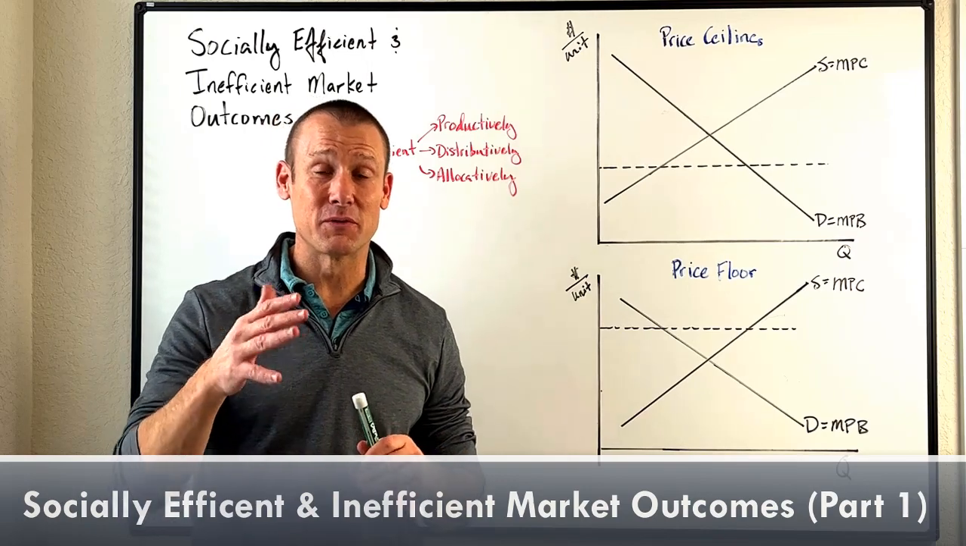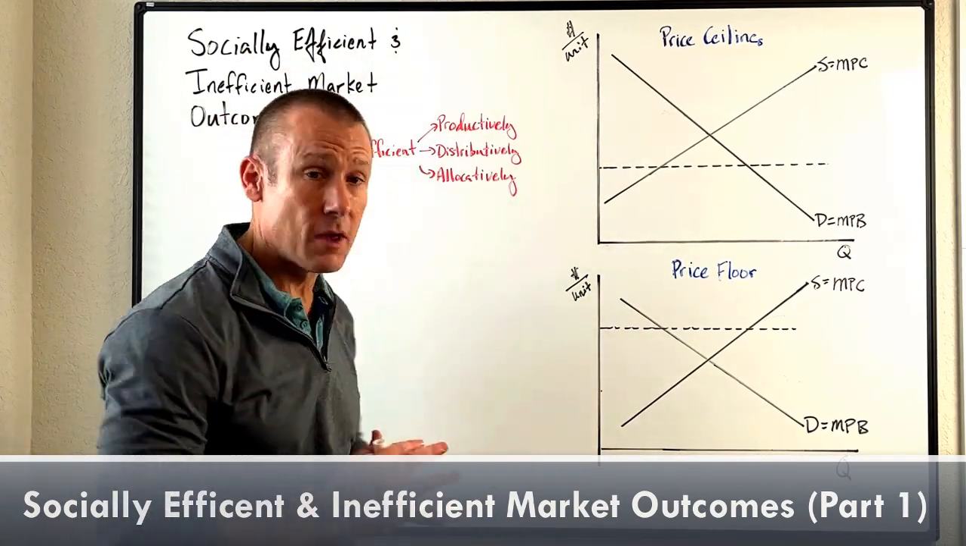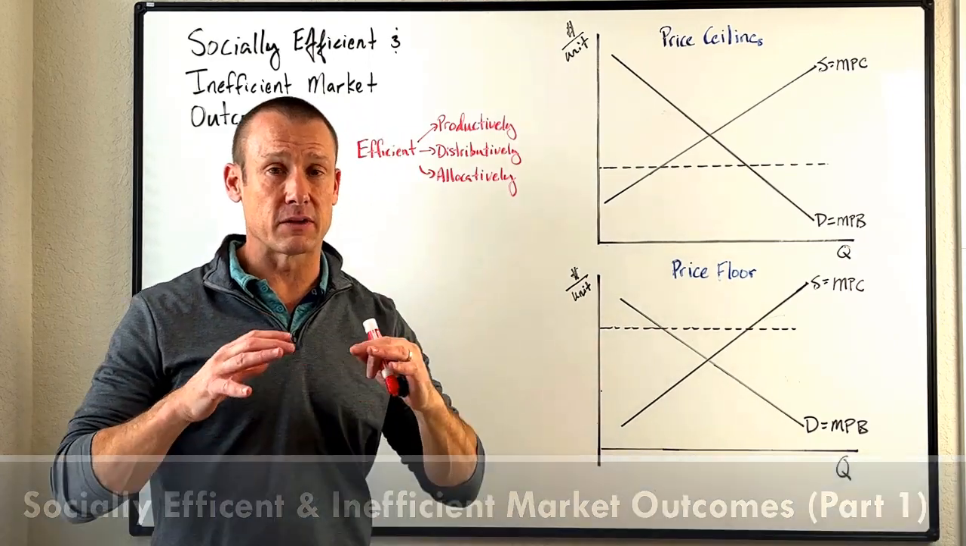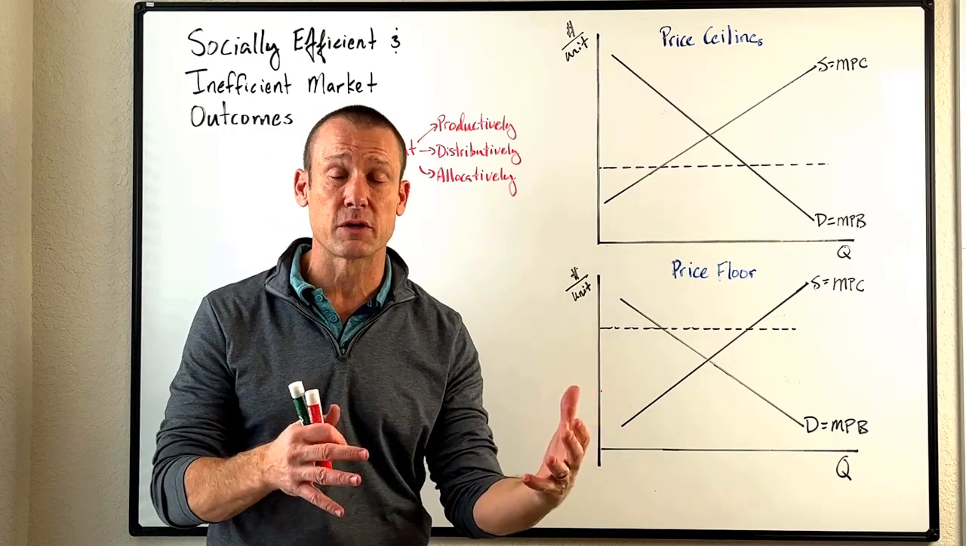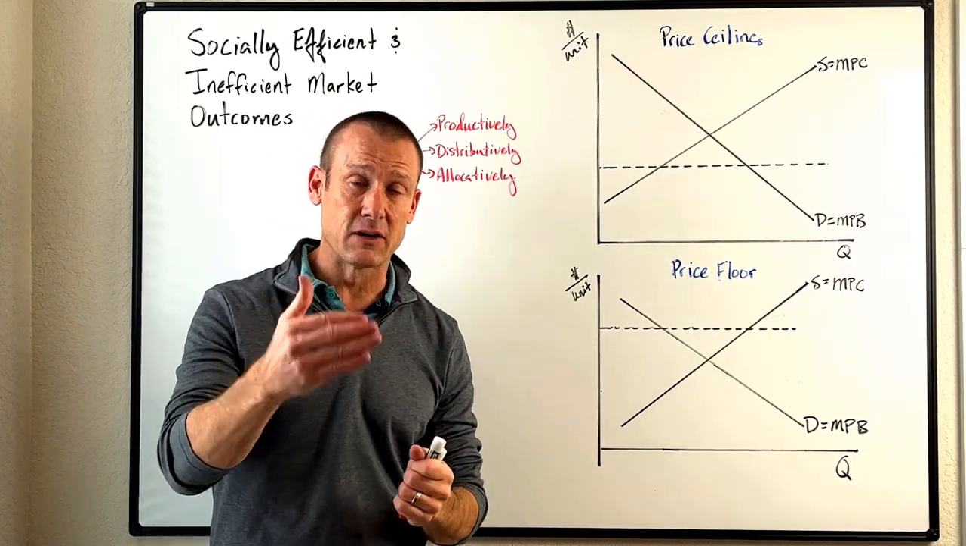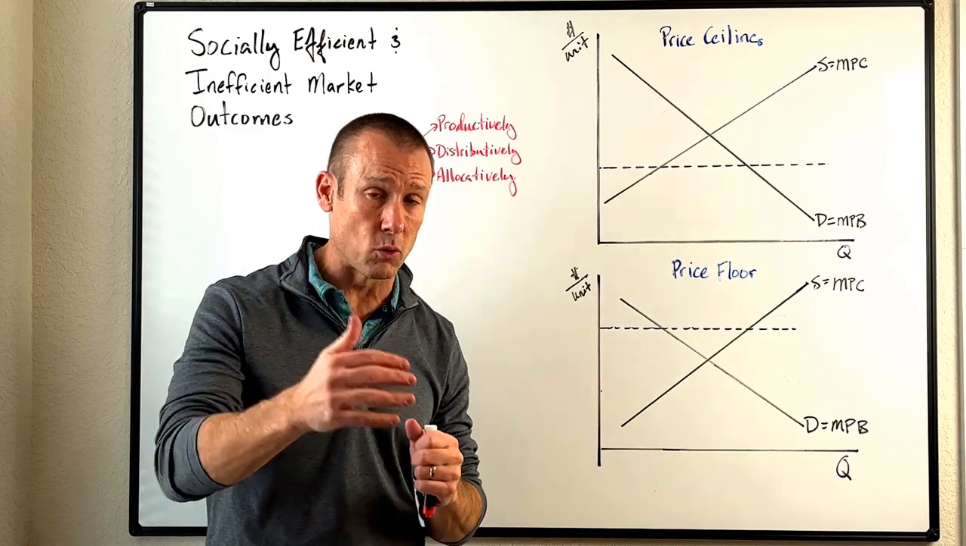Hey everybody, this is part 2 of a series where we're looking at socially efficient and socially inefficient market outcomes, okay? Now, to catch you up, here's the deal. Why are we focused on market outcomes and whether they are socially efficient or socially inefficient? Here is the reason. There are 2 basic ways to decide some really important economic questions.